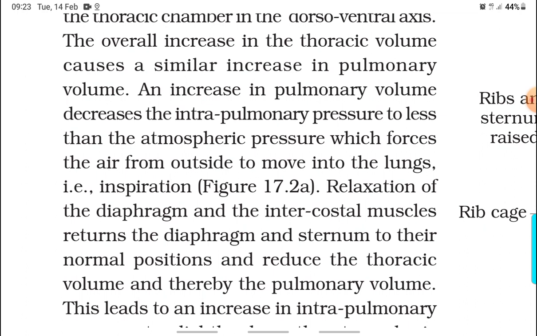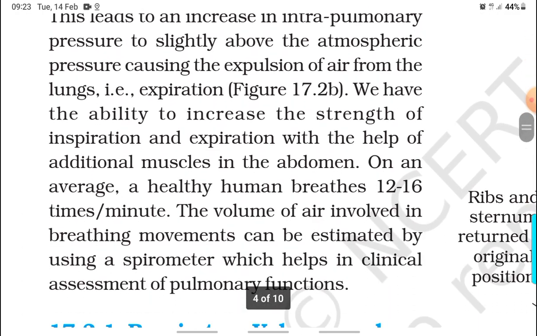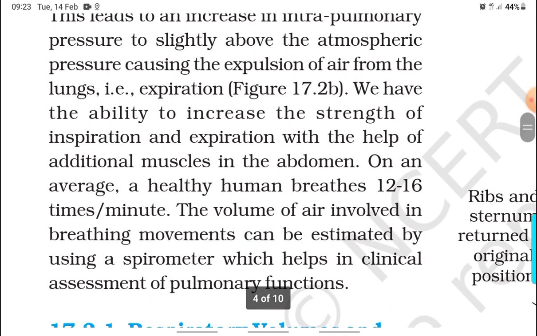Relaxation of the diaphragm and the intercostal muscles returns the diaphragm and sternum to their normal positions and reduces the thoracic volume and thereby the pulmonary volume. This leads to an increase in the intrapulmonary pressure to slightly above the atmospheric pressure, causing the expulsion of air from the lungs, that is, expiration. We have the ability to increase the strength of inspiration and expiration with the help of additional muscles in the abdomen. On an average, a healthy human breathes 12 to 16 times per minute.